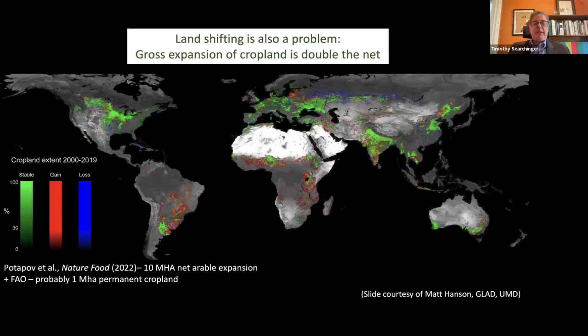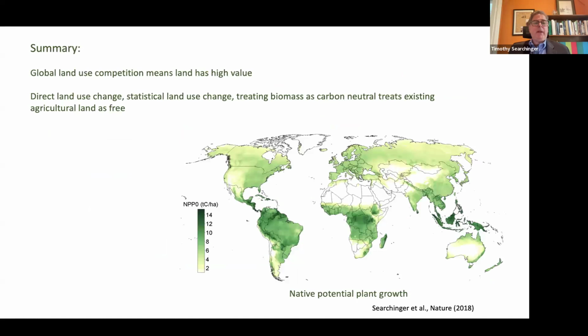So let me just summarize. I'm going to skip that. This is the amount of plant growth the world is capable of producing using native plants. And humans have actually reduced that. And when you look at this map, it makes you realize that our ability to produce plants is basically a somewhat finite resource. We can do things better or worse, but basically we have certain physical capability. And that means that the global land use competition means that land has a high value.